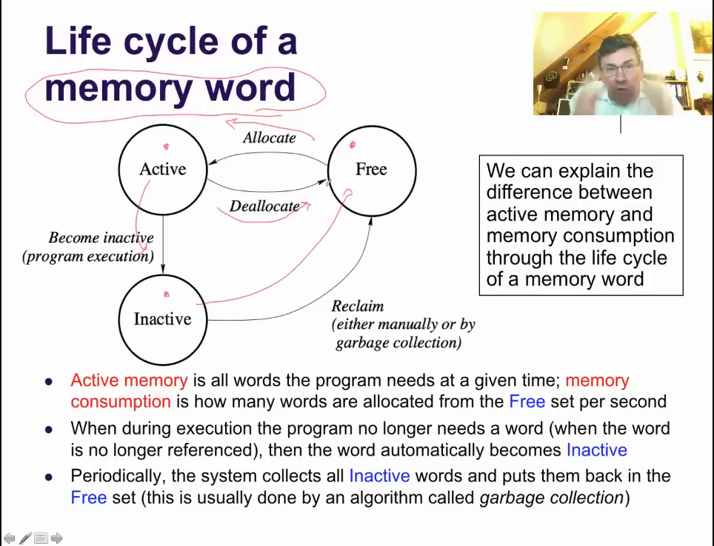We don't really know right away when they're inactive because it depends on all the pointers in the program. So we need some kind of a program called garbage collection. So active memory is basically how many memory words are sitting in the active state. Memory consumption is how many words per second are moving from free to active. So this is basically how the memory management works in a real system.